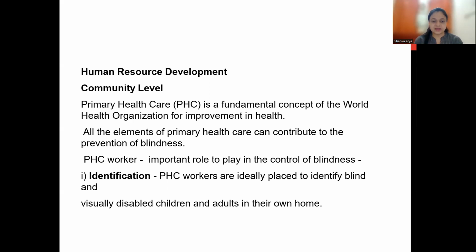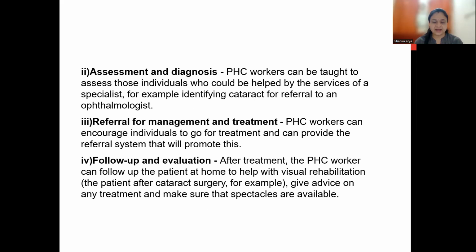PHC workers have an important role to play in the control of blindness by identification. That is, PHC workers are ideally placed to identify blind and visually disabled children and adults in their own home. Second, assessment and diagnosis. PHC workers can be taught to assess those individuals who could be helped by the services of a specialist, for example, identifying cataract for referral to an ophthalmologist.